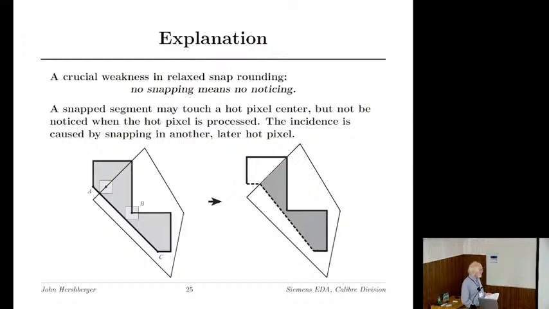On the other hand, if that third hot pixel doesn't exist, then the segment AC doesn't deform as much, and the result doesn't pinch off. You get only one polygon instead of two. And the crucial problem is that at the time of processing pixel B, we can't know what the future holds. We can't know whether it's this case, no pinch off, or this case, yes pinch off.